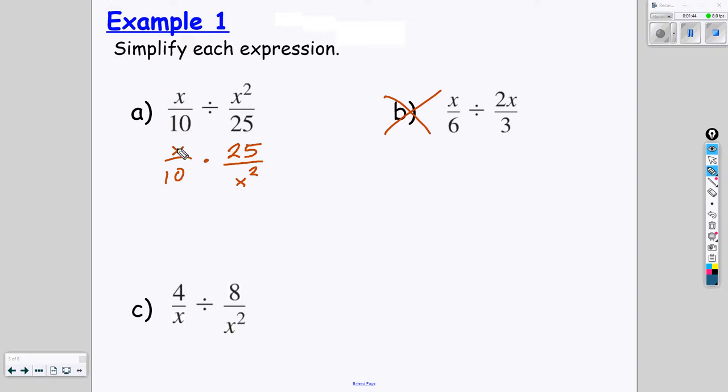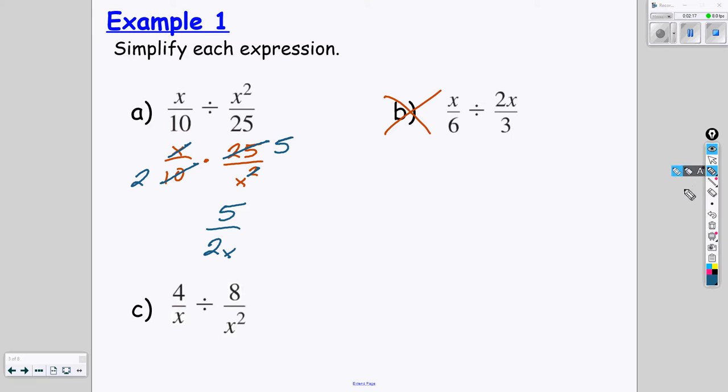Notice we have an x in the numerator and x squared in the denominator. That's going to eliminate this x and leave us with just one x in the denominator. And then 25 and 10 have a greatest common factor of 5. So we cancel out that greatest common factor of 5, and that leaves us with 2 in the denominator and 5 in the numerator. So what we have left over is 5 on 2x, and that's it. Pretty simple, just the addition of one extra step.